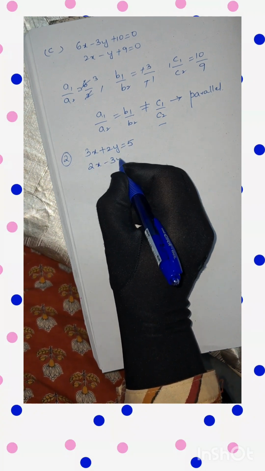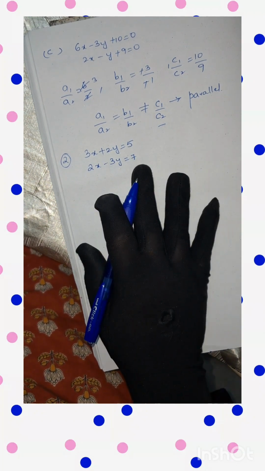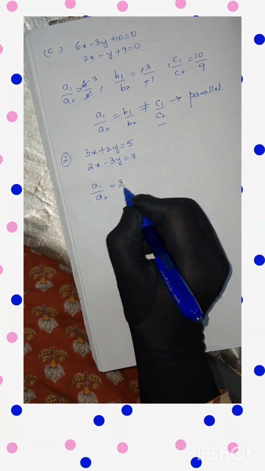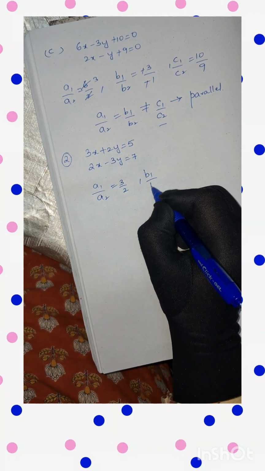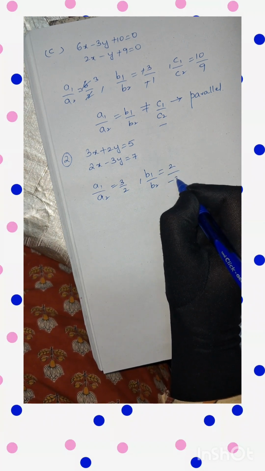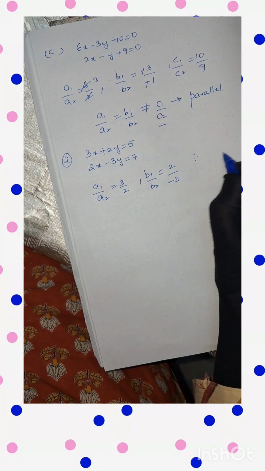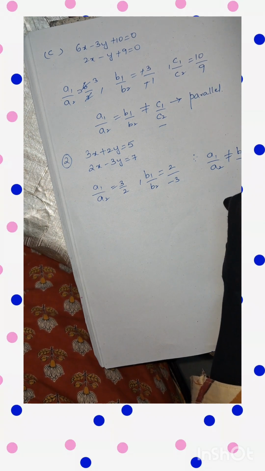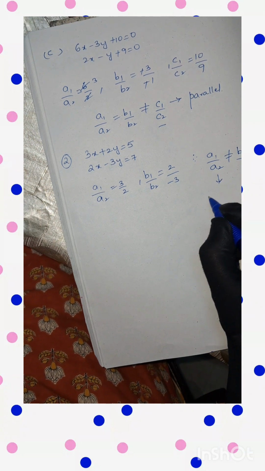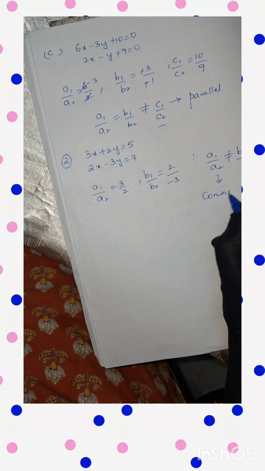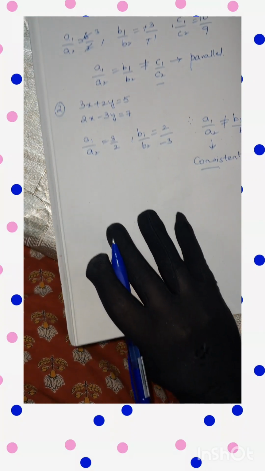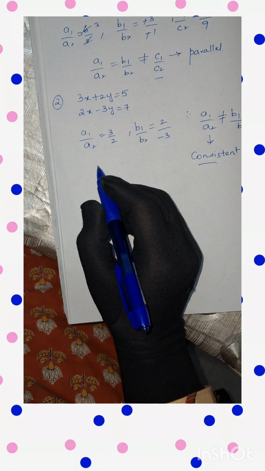2x minus 3y is equal to 7, another equation, right? So here, a1 by a2 is equal to 1 by 2... a1 by a2 is 3 by 2, and b1 by b2 is 2 by minus 3. Since it's already clear that a1 by a2 is not equal to b1 by b2, it means the lines are what? Consistent. The linear equation is a consistent equation.